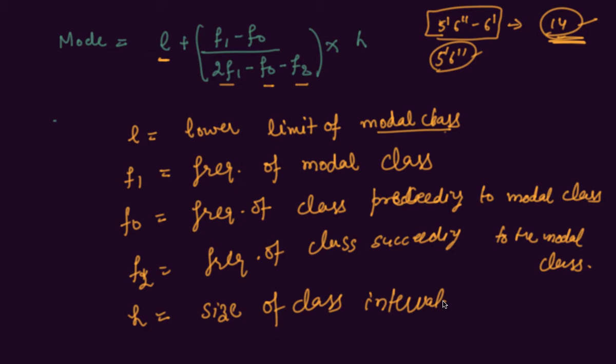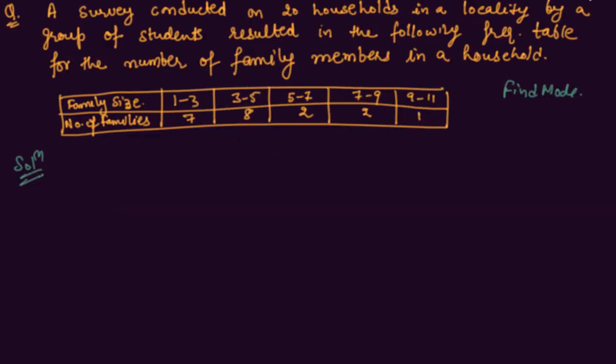Let me give you one example based on mode so that you will be clear how to solve such questions. A survey conducted on 20 households in a locality by a group of students resulted in the following frequency table for the number of family members in a household. We have to find the mode of this data.